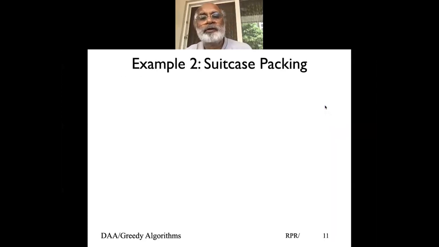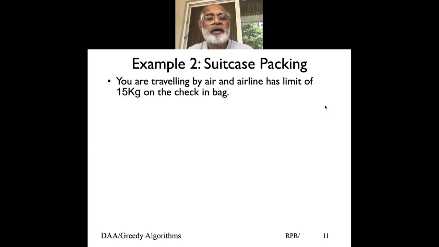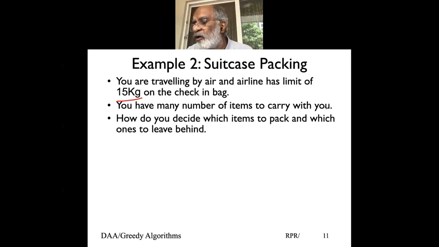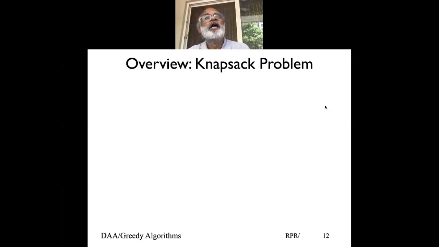Otherwise, I'll proceed. As I said, you can look at it the same way, like you're traveling by air, and the airline has put a limit of 15 kg on the check-in bag. There are a number of things to carry. Now, how do you decide which item to carry? That depends on priority. If you are a student and some books are important, you'll first carry the books. If you are going on a trip, you like to keep goggles and other stuff. If you are going to a wedding or some function, you probably want to keep your suit at the highest priority. Based on that, we have to decide the profit and look at it.